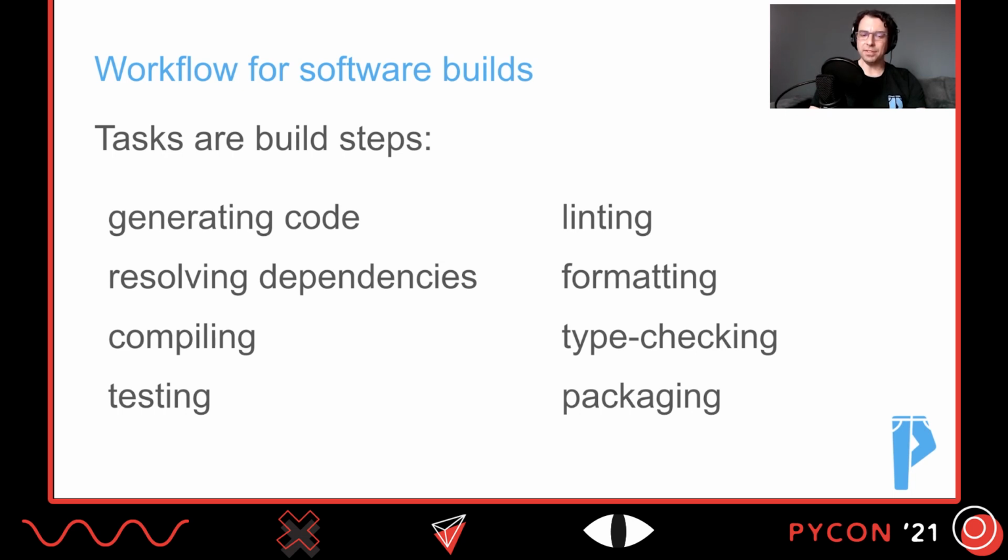And dependencies in a workflow for software builds are what you would expect they would be. So, for example, to run a test, we first need to compile it if we're dealing with a compiled language. Or, in a more Pythonic example, to type check a file, we first need to resolve its dependencies. And so the tasks that do dependency resolution have to run first.